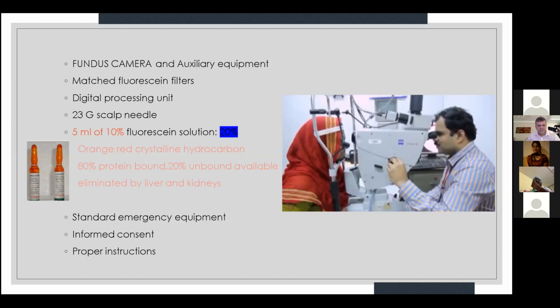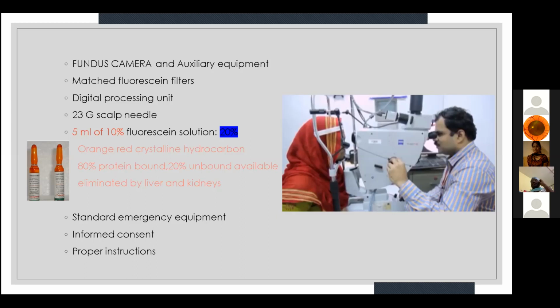The advantage of 5 ml of 10%: if we take 10 ml of 5%, it will take longer for the dye to reach the retina. Hence, we usually prefer 5 ml of 10%. Why not 3 ml of 25%? There's something called venous dead space which takes up the dye. Hence, 5 ml of 10% is usually ideal.